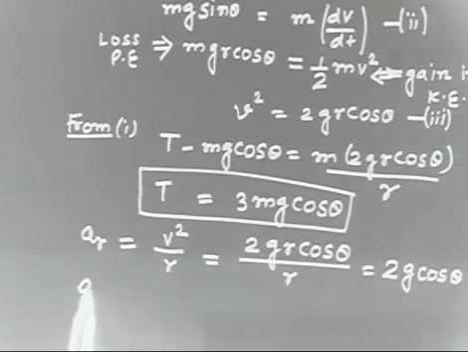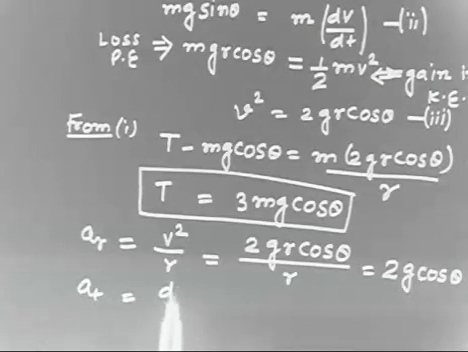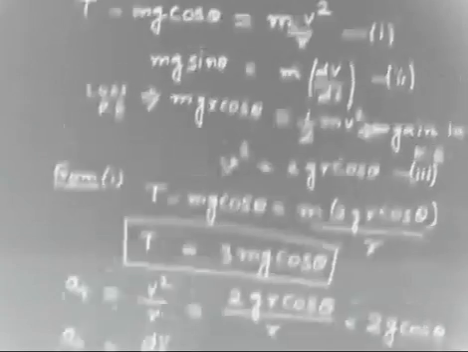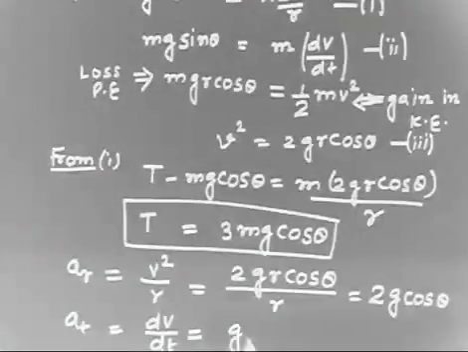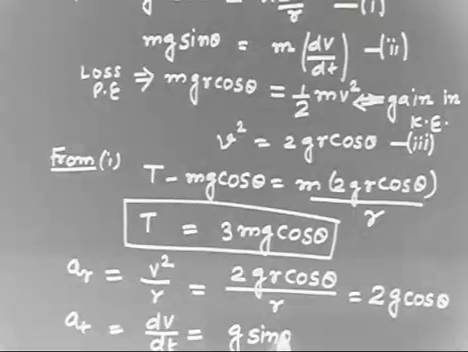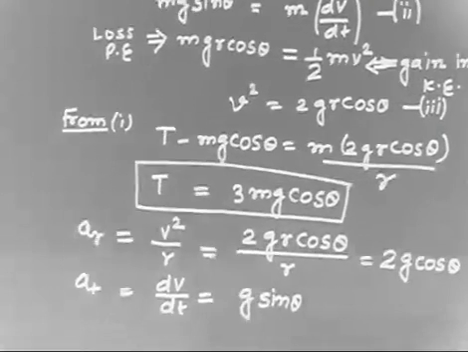What is the tangential component of acceleration? Tangential is nothing but dv by dt. And this dv by dt you can see from this equation, this is simply g sin theta. Are you getting it? So this is simply g sin theta.